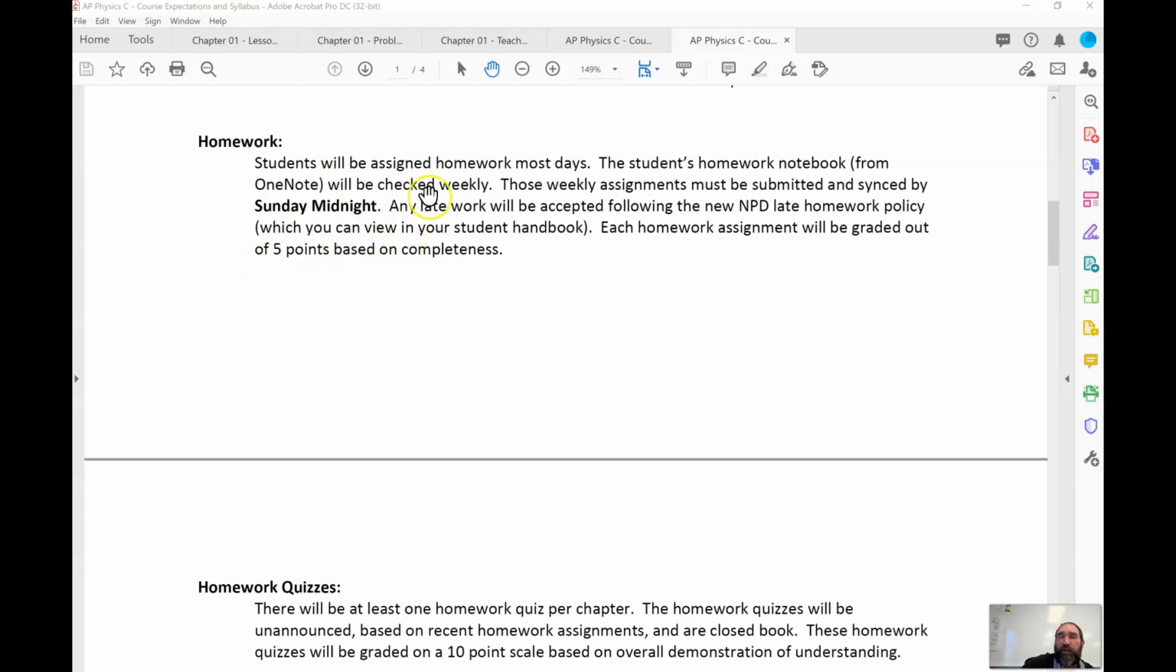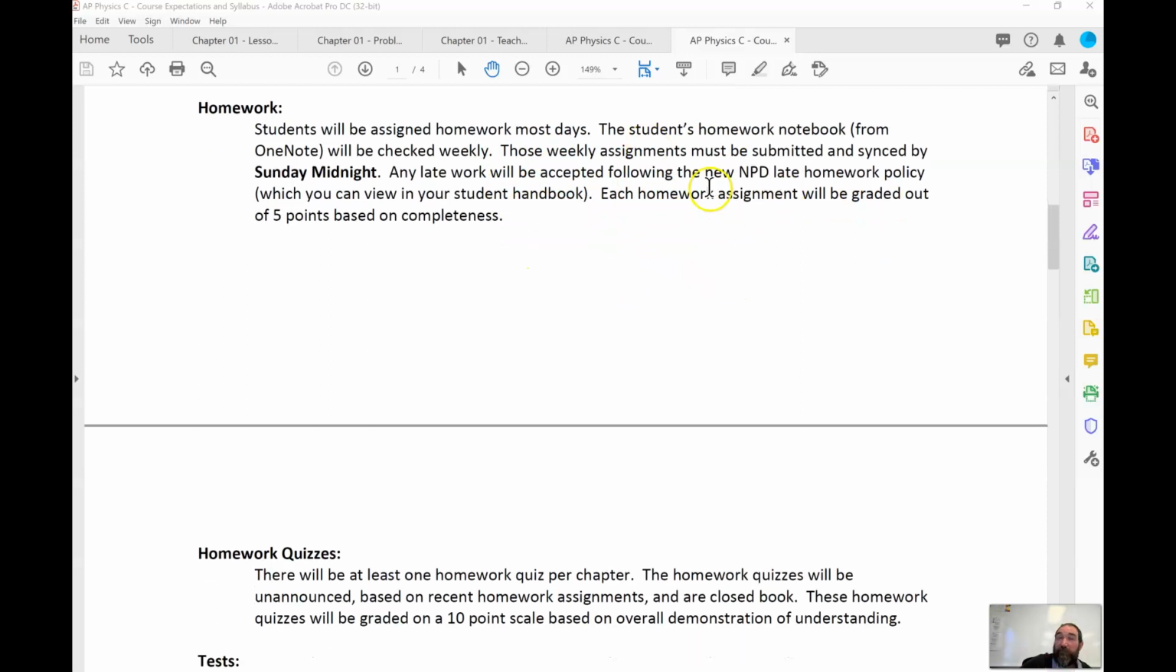Homework assignments. We'll have a weekly homework check. That homework will be turned in from OneNote, like we just talked about. The due date will be Sunday at midnight. And I'll be checking those directly from the student's OneNote so they don't have to move it anywhere else. Again, the homework policy will be following the NDP guidelines.